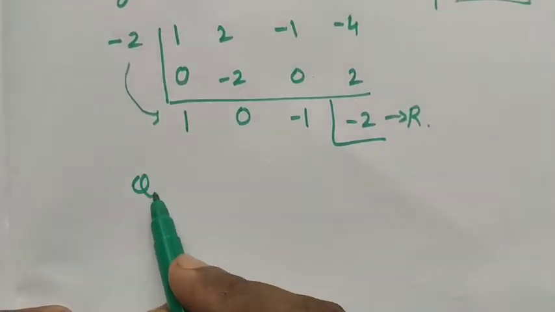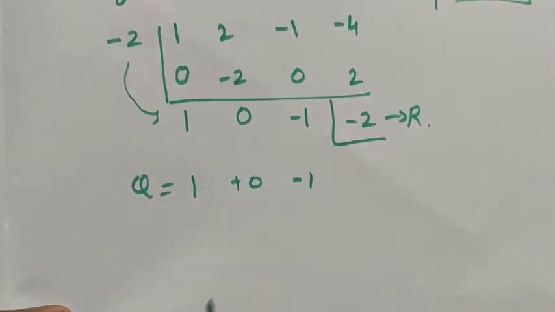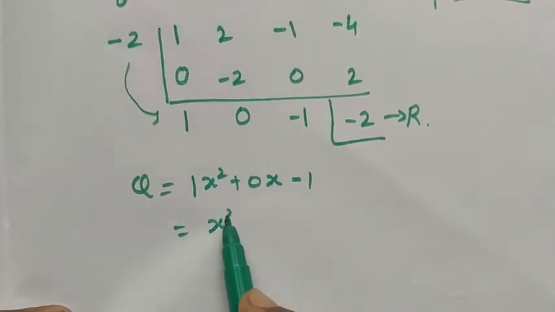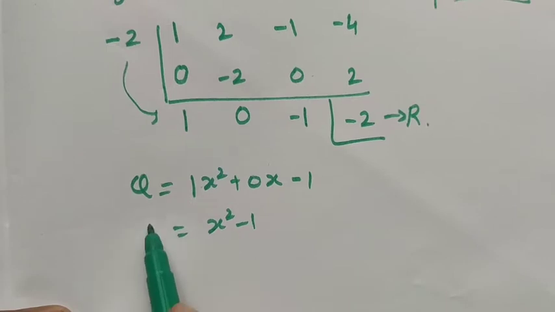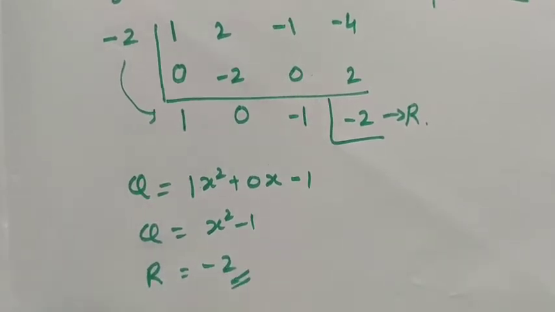Then the quotient q is equal to 1 plus 0 minus 1, that is, constant, x and then x square. So x square minus 1 is the quotient, and then the remainder r is equal to minus 2.